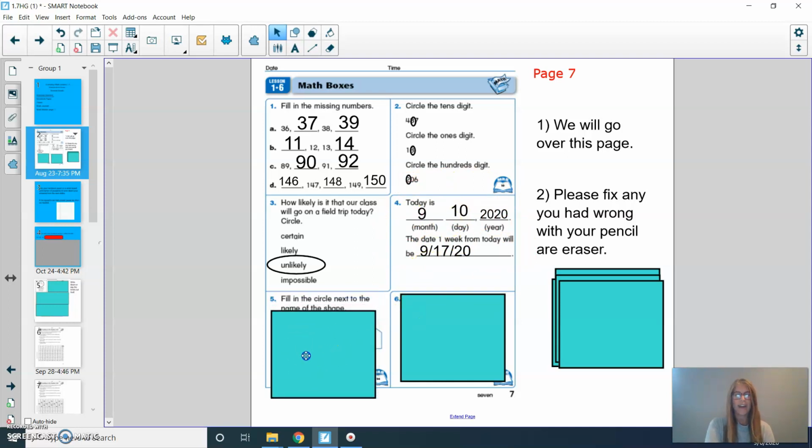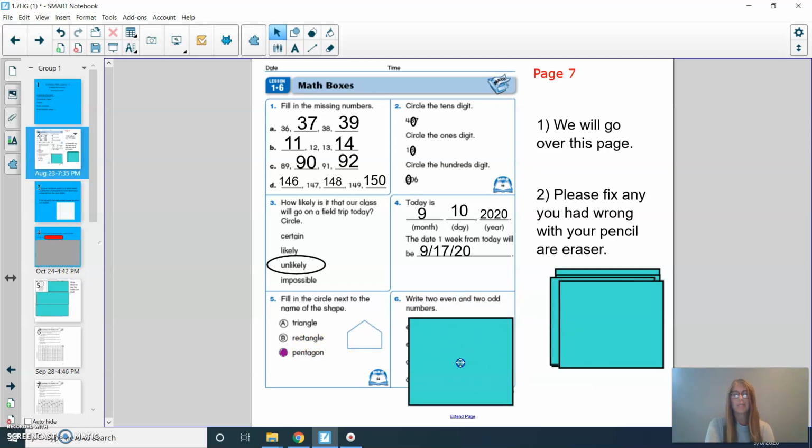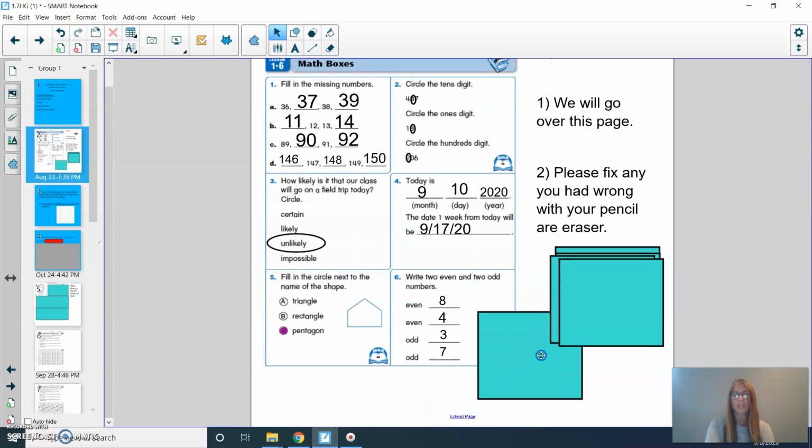For question number 5, fill in the circle next to the name of the shape. This is a pentagon, letter C. And for number 6, write 2 even and 2 odd numbers. There's lots of possible answers. The 2 numbers that I chose for even, I chose 8 and 4. My 2 odd numbers, I chose 3 and 7.